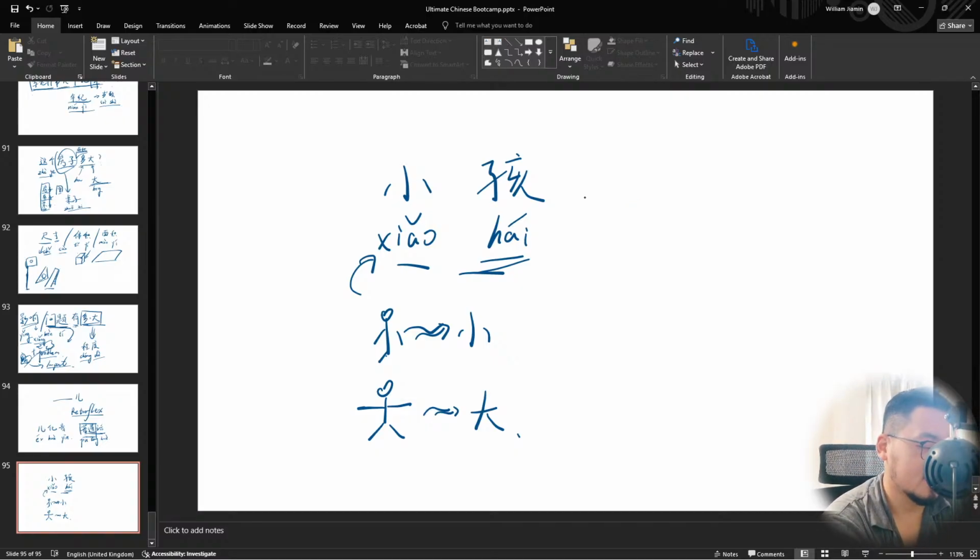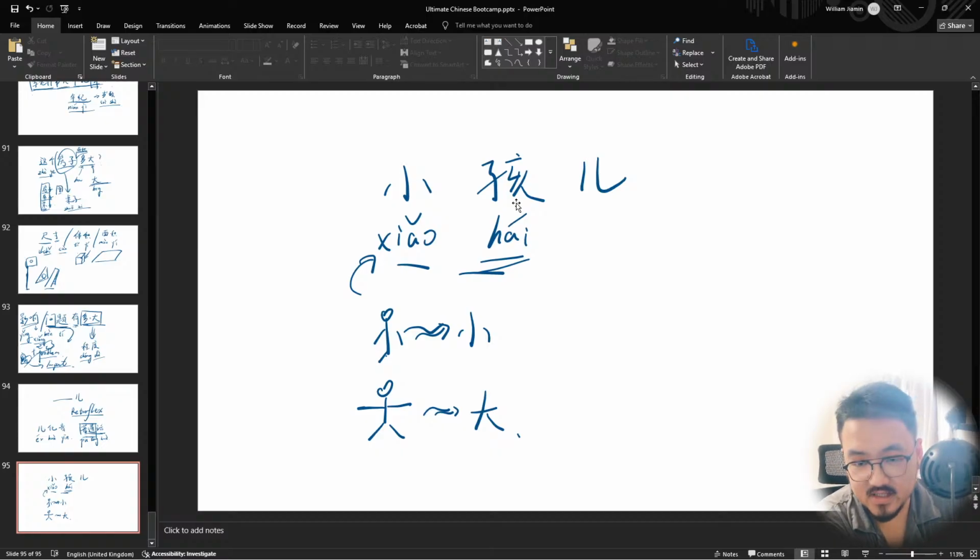So 小孩. But as I said, when you learn 儿化音, retroflex final, you just know that it goes at the end of this. We can add an R at the end, then it becomes 小孩儿. Then it becomes more northern and a more relaxed, more comfortable way to say 小孩. I want you to feel this language.